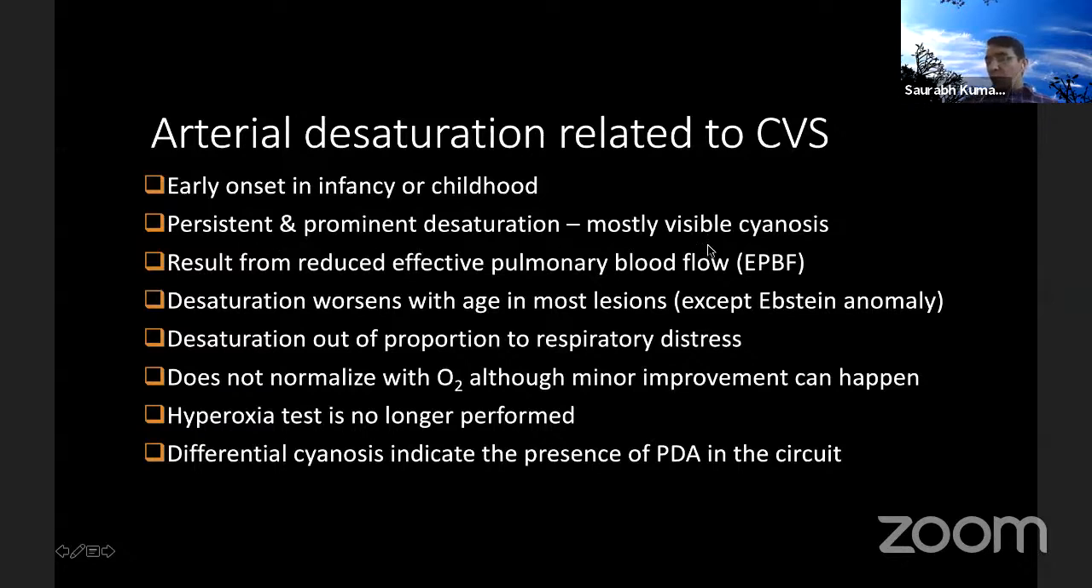So we are more likely to have visible cyanosis. It results from reduced effective pulmonary blood flow, as I have explained before. And most of the time, desaturation worsens with age in most lesions, except Ebstein anomaly, where there can be a bimodal presentation, once in the neonatal period and later on once the patient has grown up. Desaturation is out of proportion to respiratory distress, and more importantly, desaturation does not normalize or have minor improvement with oxygen administration.